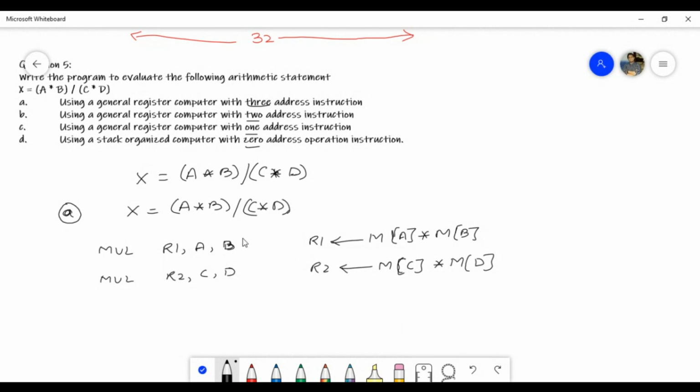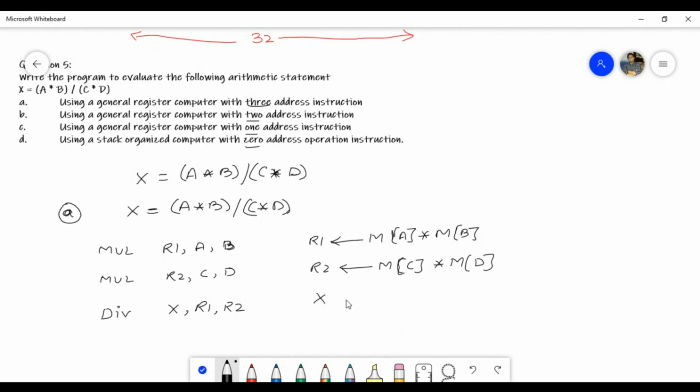So now the third step is divide x. We will use the accumulator or register x, r1 and r2, because here our given destination is x, so we are using register x.